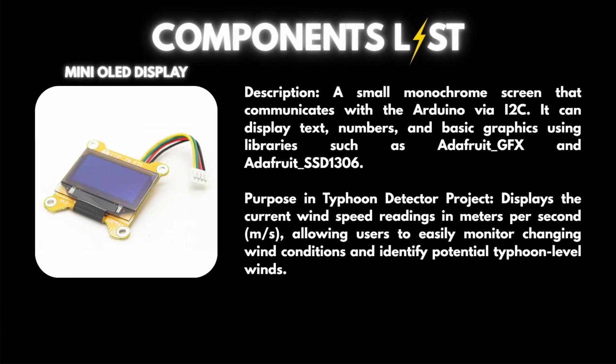Next, we have the Mini OLED display. It is a small monochrome screen that communicates with the Arduino via I2C. It can display text, numbers, and basic graphics using libraries such as Adafruit GFX and Adafruit SSD1306. Its purpose in our project is to display the current wind speed readings in meters per second, allowing users to easily monitor changing wind conditions and identify potential typhoon level winds.